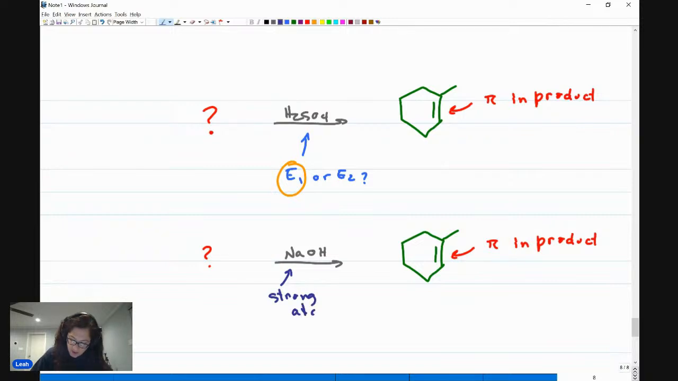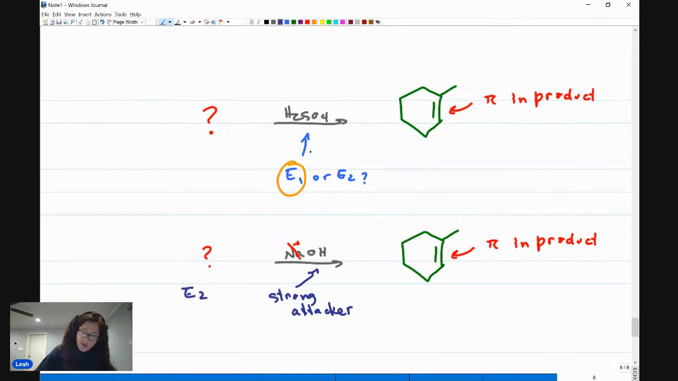The strong attacker, and I don't know why I put the arrow towards the Na portion. It should be the O, whoops, I don't mean to erase that. It should be the OH minus. Na plus is a positive spectator. Strong attacker means that this had to come from an E2 reaction.